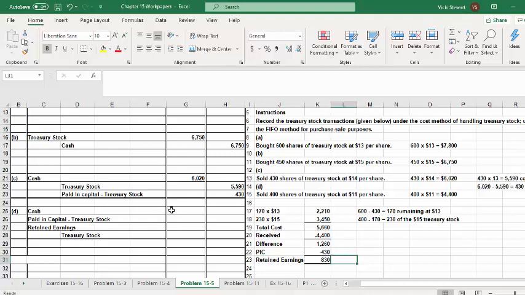So we would record this entry by first debiting cash for $4,400. Then we would debit paid-in capital, treasury stock, for $430. Then we would debit retained earnings for $830. And then we would credit treasury stock for the total cost, or $5,660. And that is the conclusion of the demonstration for problem 15.5b.